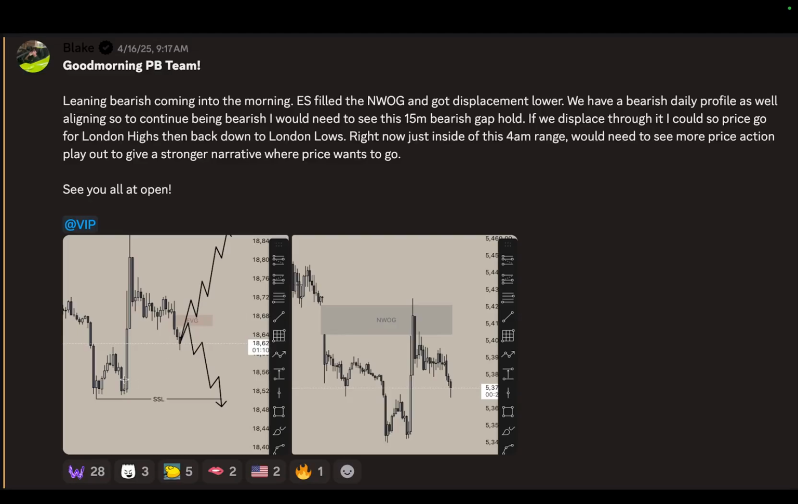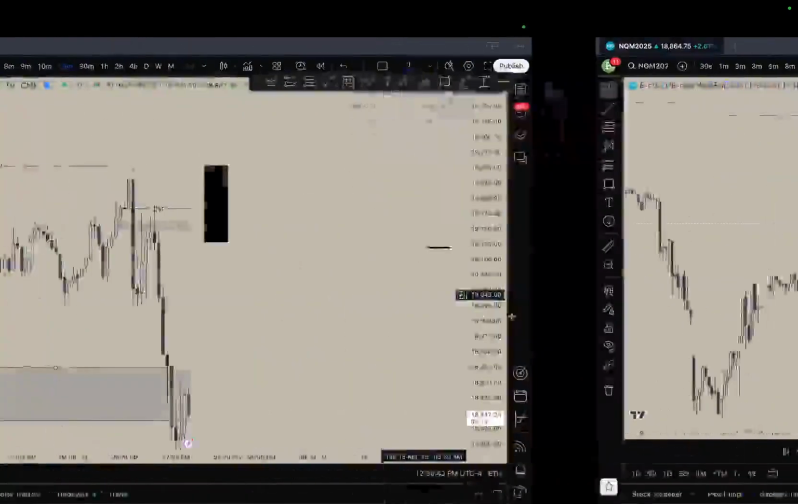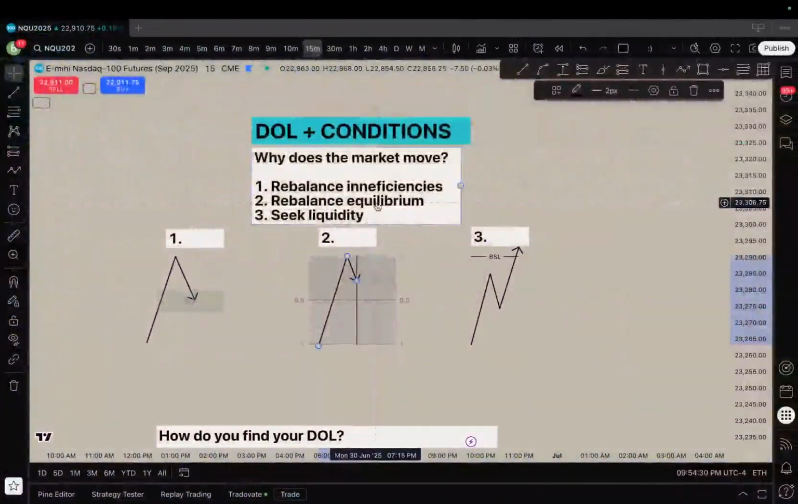Because if we were bullish, it would kind of make sense, right? Because we would be respecting this bullish gap, and then we'd be disrespecting this bearish gap. So it makes sense that we would want to go higher. However, I'm leaning more bearish just because of all this. And for us to continue being bearish, we'd be respecting this bearish P, and then we have drawn liquidity lower.